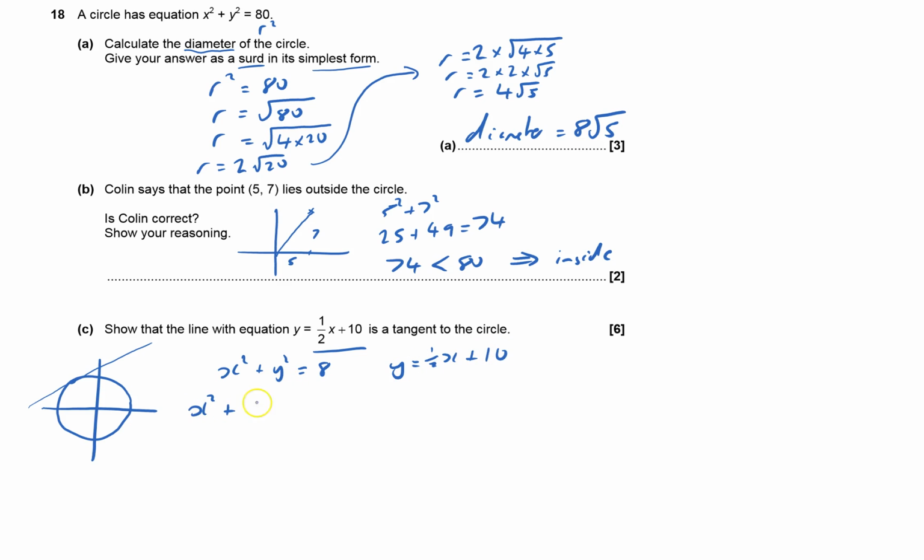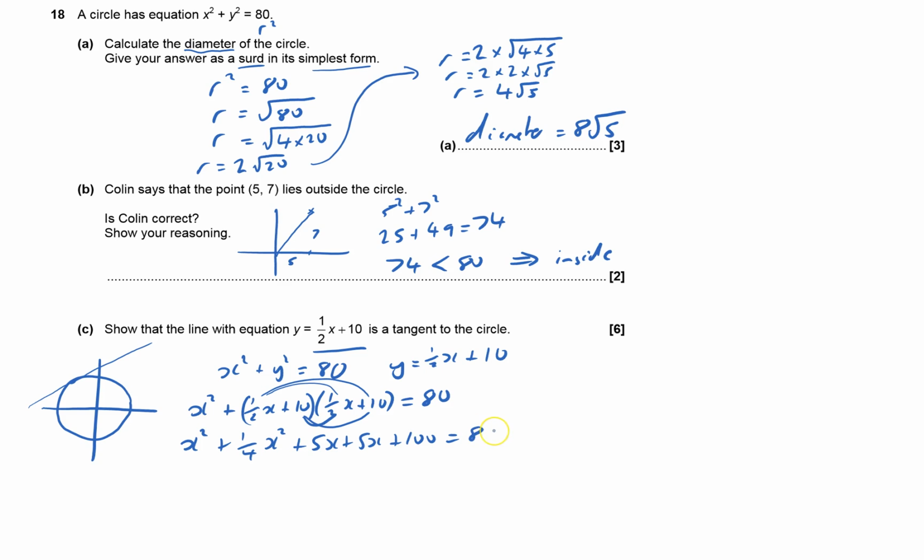So I get x squared plus y squared, well, that's a half x plus 10, and it's squared, so I'm going to write it again, a half x plus 10. So it's done the y squared, and that equals 80, as the question at the top said. So multiply this out: x squared plus a half x times a half x is a quarter x squared, plus a half x times 10, which is plus 5x, and then plus 5x more here, and then plus 100, and that equals 80.